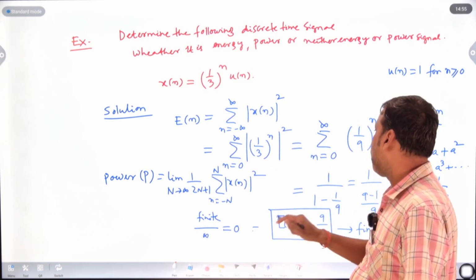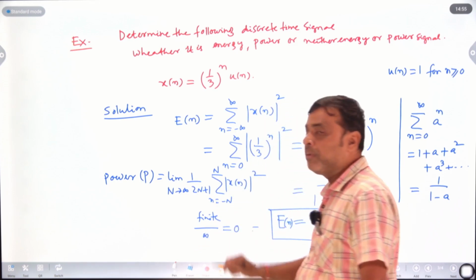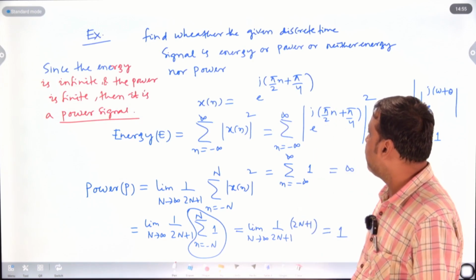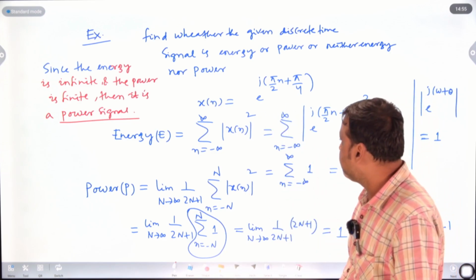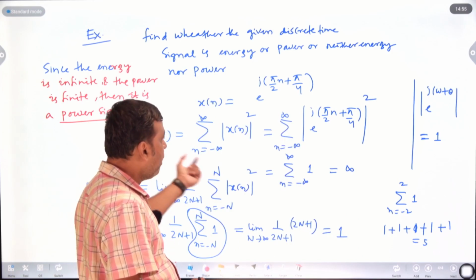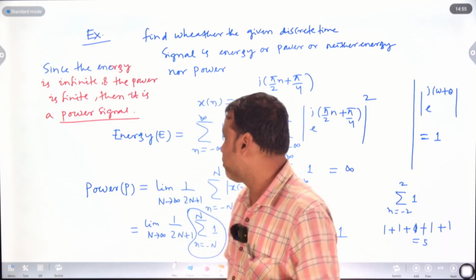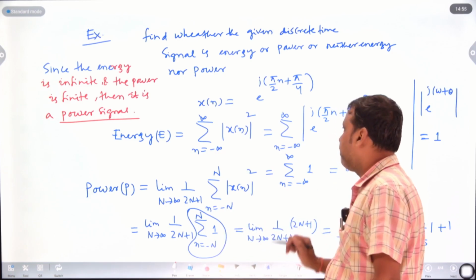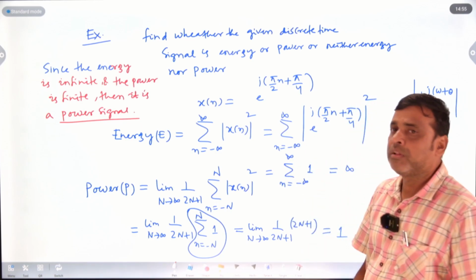In this example we conclude that energy is finite, the power becomes 0, the signal is called the energy signal. In the second example, x of n equal to e to the power j pi by 2 n plus pi by 4, a discrete signal is given, and we evaluated whether the signal is energy or power. We found energy is infinite, then we proceeded to check whether power becomes finite or not using this formula, and we found the power is finite. Here in this example energy is infinite and the power is finite, the signal is called the power signal.